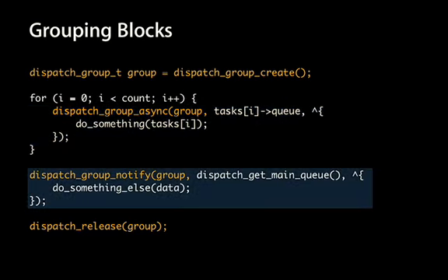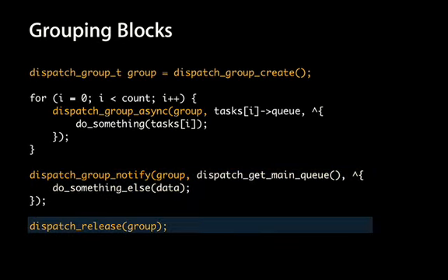Finally, once we're done populating the group, we can call dispatch group notify, pass in the group, pass in a queue to run the block on, and then pass in a block that will get run when the group empties. And then finally, we can call dispatch release. It's worth noting that GCD will retain the group while it's in flight, so you don't need to worry about waiting for the group to complete.